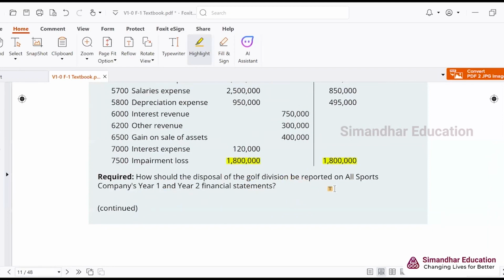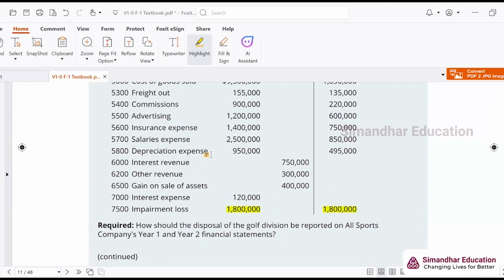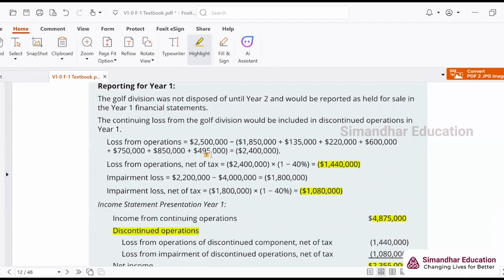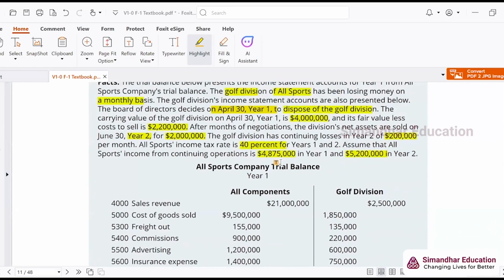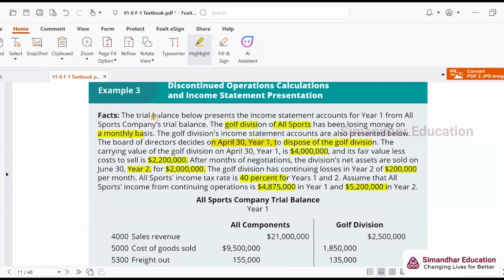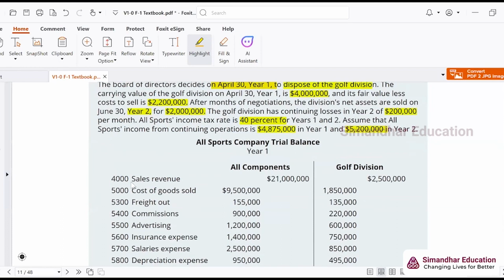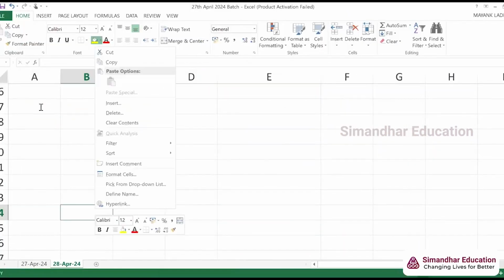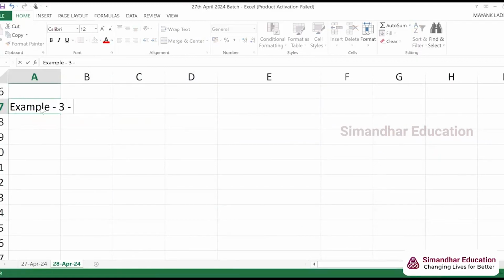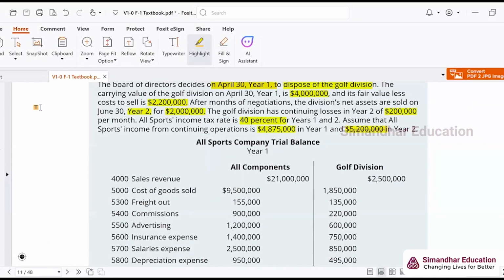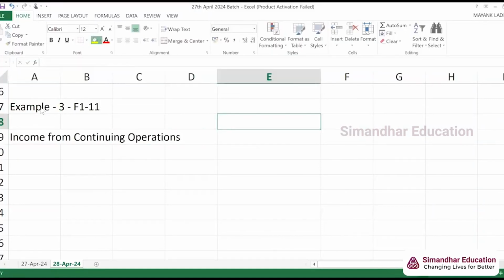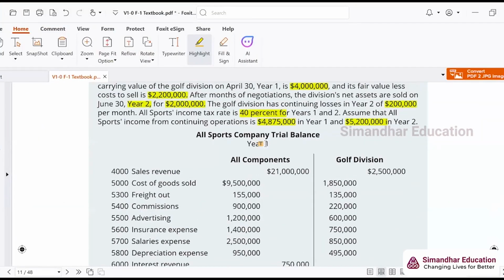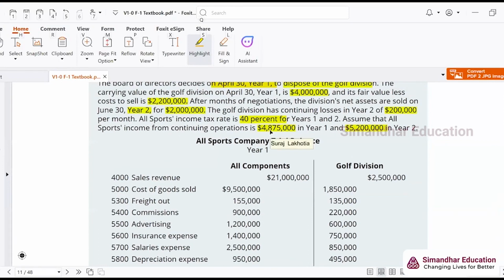How should the disposal of the golf division be reported on All Sports Company's year 2 financial statement? Now, first, you will present income from continuing operations. So we'll actually do it, that will make it simpler. They have given income from continuing operations as 4.875 and 5.2 million. This is example number 3. You can calculate it also, but they have anyways given it to us after calculation. So let us consider that income from continuing operations is 4.875 and 5.2 million.